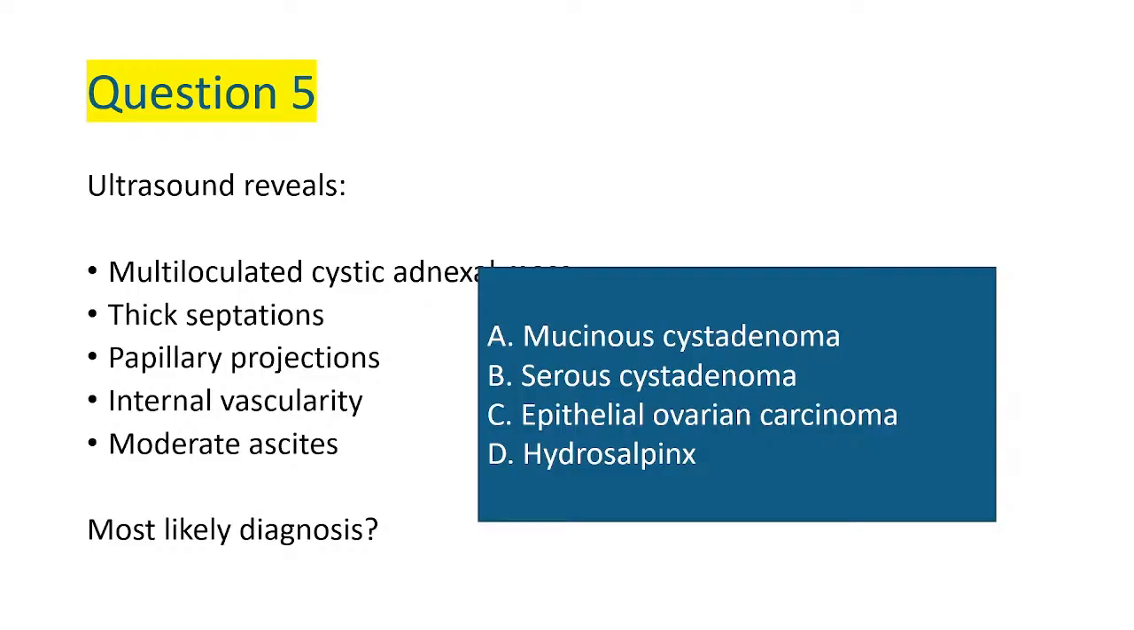Multiloculated cystic adnexal mass, thick septations, papillary projections, internal vascularity, moderate ascites. What is the most likely diagnosis? A. Mucinous cystadenoma. B. Serous cystadenoma. C. Epithelial ovarian carcinoma. D. Hydrosalpinx.